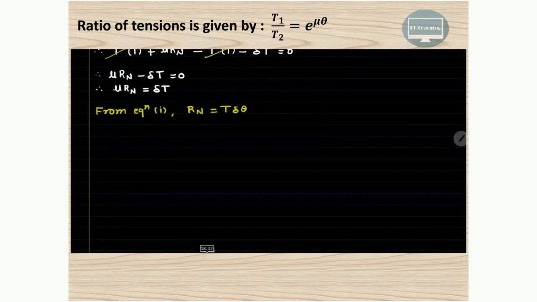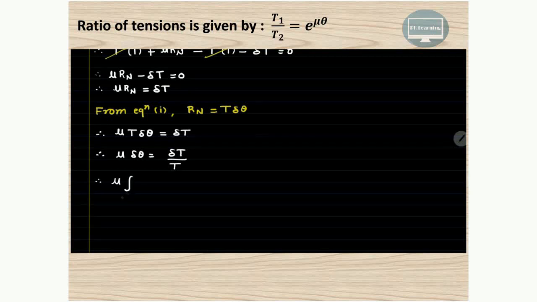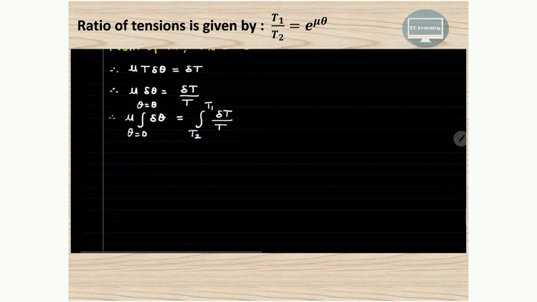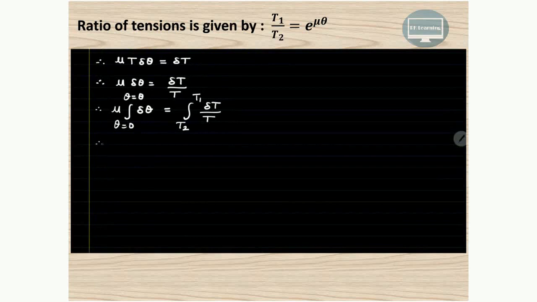Now from equation 1 we have already seen that Rn is equal to T delta theta. So substitute that value and separate the variables. So mu delta theta is equal to delta T upon T. Now integrate this from theta equal to 0 to theta equal to theta, where theta is the angle of lap or angle of contact, and the tension goes from slack side tension to tight side tension, delta T upon T. Now integration of delta theta is theta, and the limits are from 0 to theta.